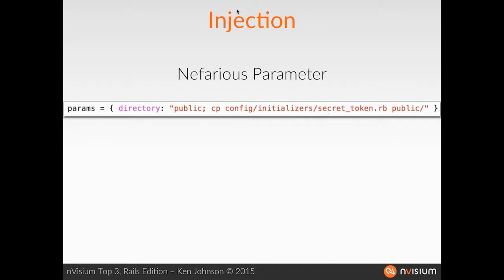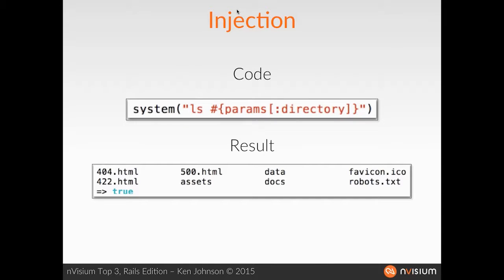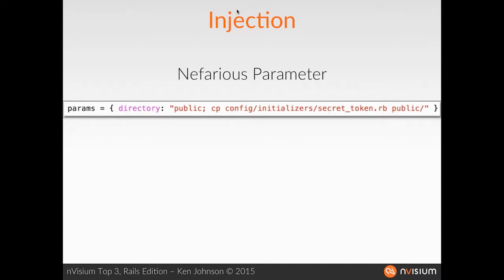But what happens when we append a semicolon and another command? Well, the way that code was set up, when you look at it, it was using the insecure form of system. And I'll show you the secure version. What that means is anything that gets passed in just takes that string and makes a system call with it. So really it's ls public semicolon, meaning in Unix land, hey, I've got another command coming at you. We're going to copy that secret token over to the public directory.